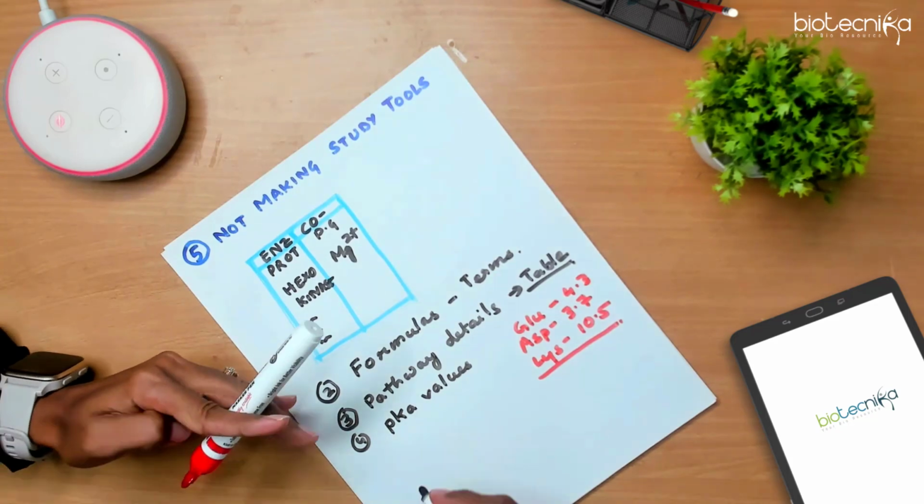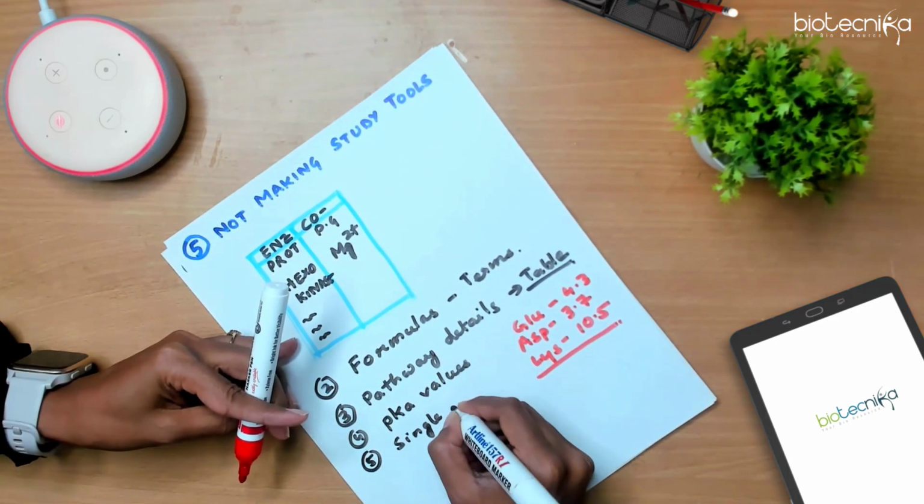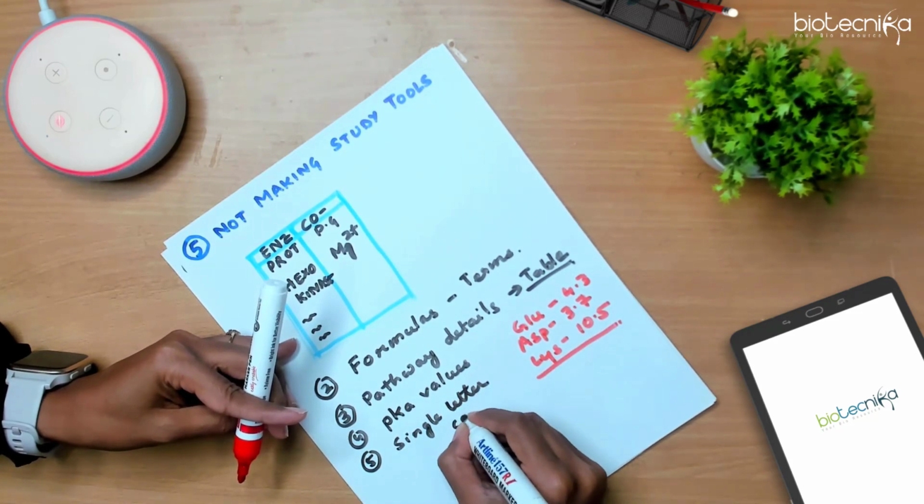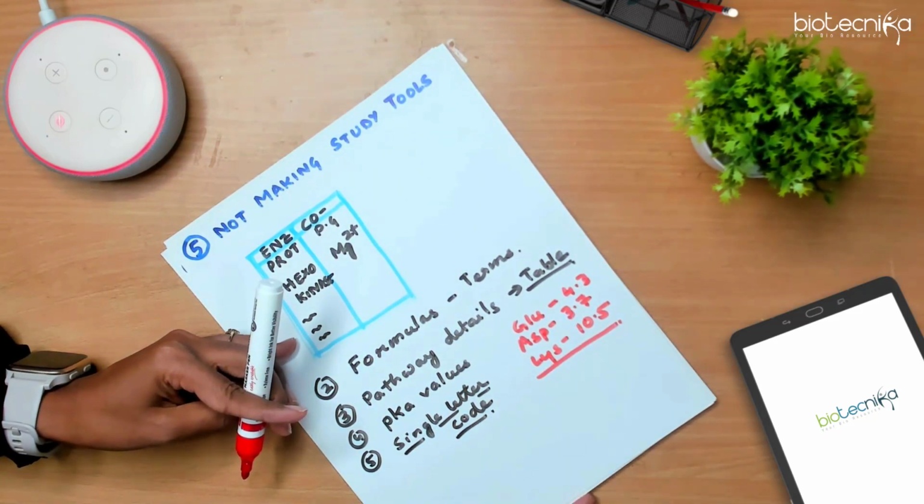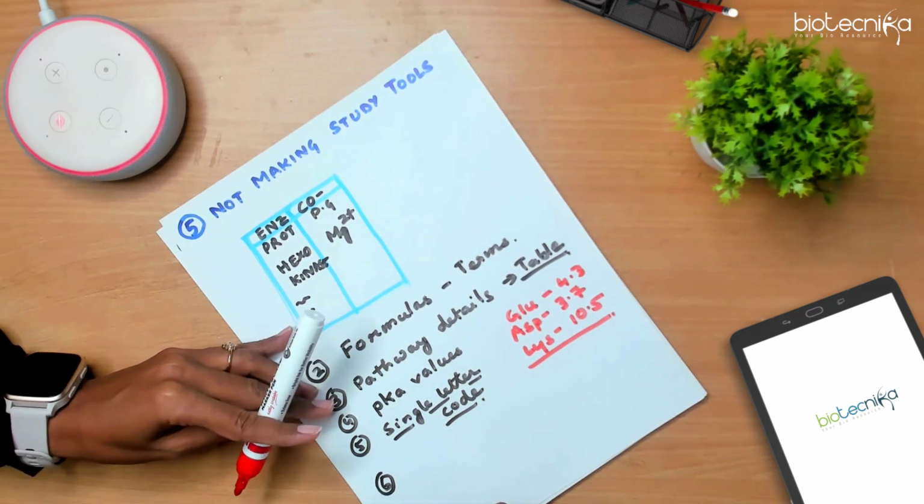Not forgetting, in the same concept, the single letter codes for amino acids. Many students will make a mistake in that, but in several unit questions, you will find a protein sequence given in single letter code. And based on that, you have to predict the properties. So ensure that you also make a note of them.